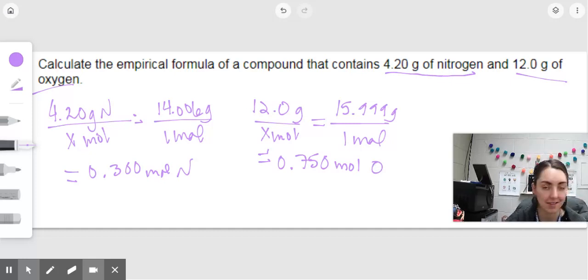Okay. So then, once I've got my moles of each, and you might have 3 or 4 different elements, it doesn't matter, get the moles of everything. When you've got the moles of everything, we need to ratio them, which means we're just going to divide them all by the smallest. So I want to find the ratio. I'm going to divide them by the smallest.